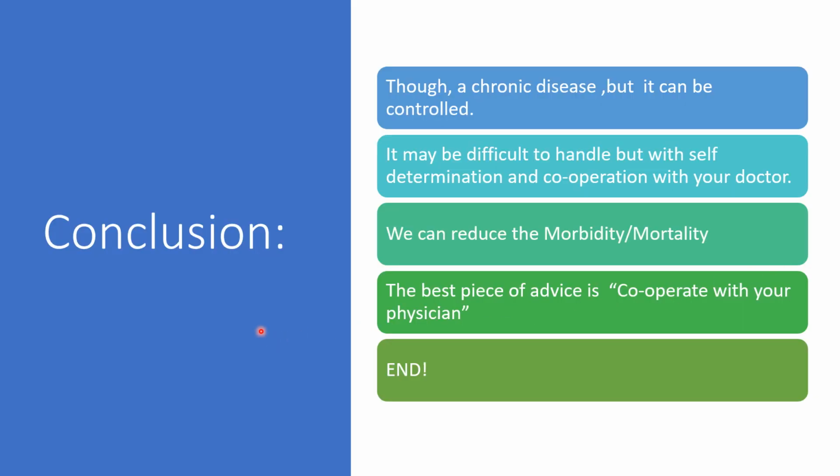Okay, the last bus stop. Wow. Though hypertension is a chronic disease, it can be controlled. It may be difficult to control, but with self-determination by you and cooperation with your doctor, that will be doable. We can reduce morbidity as well as mortality when there is that cooperation between the affected individuals and the respective physicians. So, you can titrate the medications with the value of the blood pressure, change or adjust as the situation may warrant. The best piece of advice is cooperate with your physician and get that stubborn blood pressure under your feet. With that, I've come to the end of this very long presentation on hypertension.